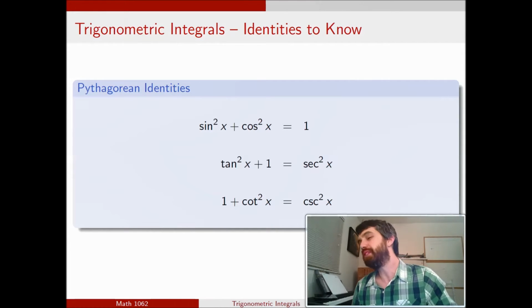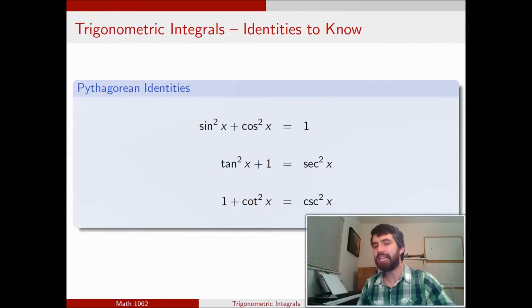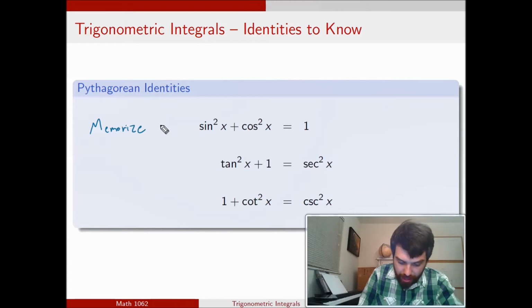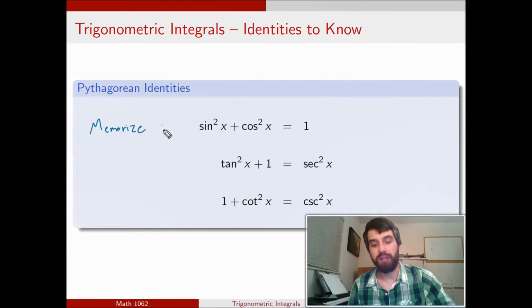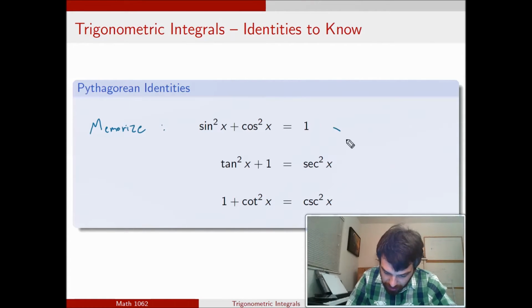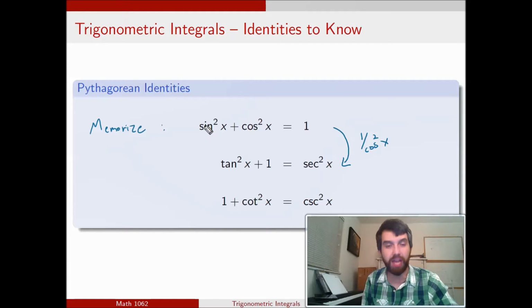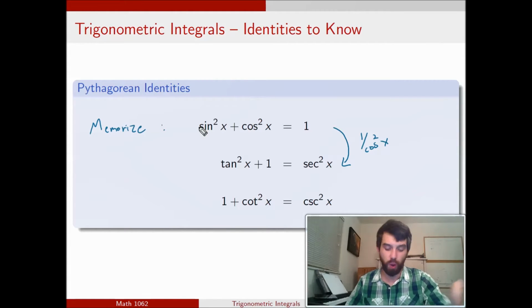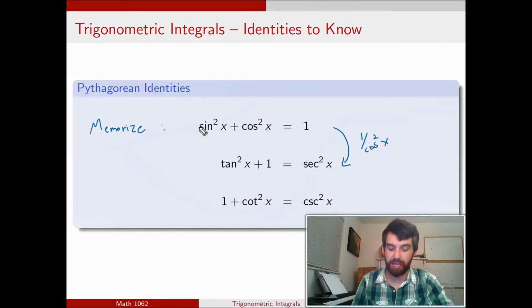You can think of them separately and memorize all 3. I actually never do that. I only memorize the first of the 3: sine squared plus cos squared is equal to 1. And then for the other ones, what I do to get down here is just divide by cos squared of x. See how sine squared divided by cos squared is tan squared, cos squared by cos squared is 1, and 1 divided by cos squared is secant squared.